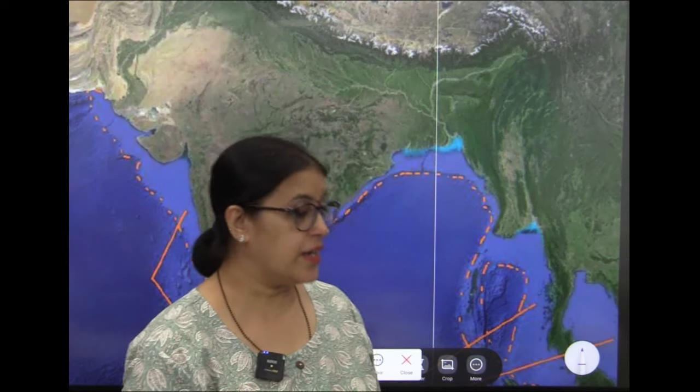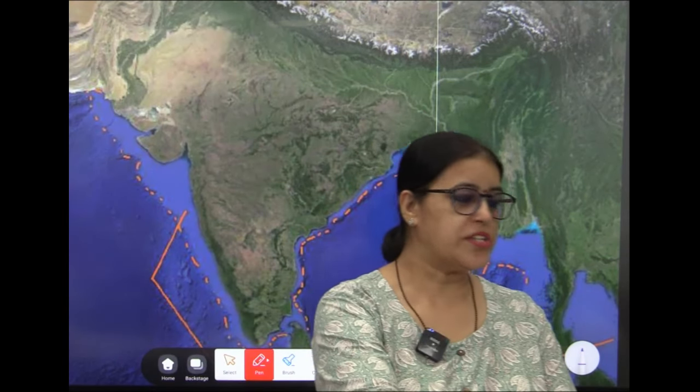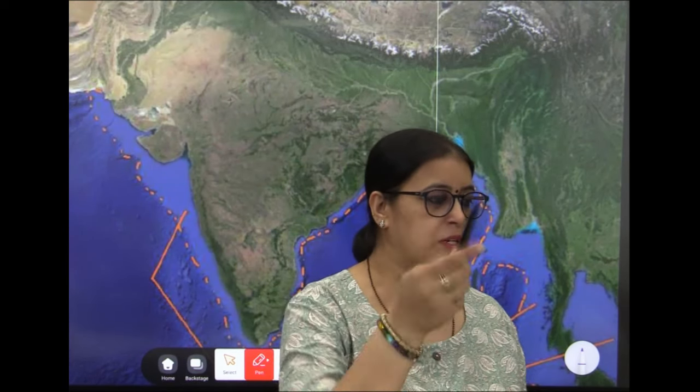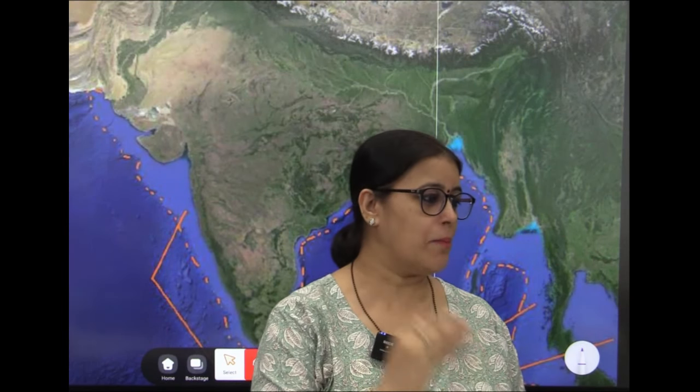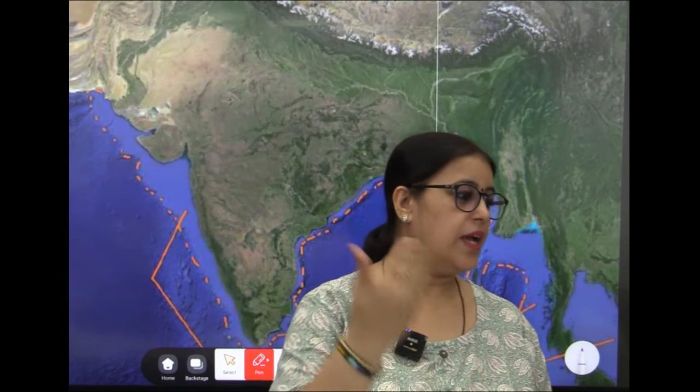Shivalik. Trans-Himalayas, True Himalayas and Shivalik. Which are the 2 ranges that make True Himalayas? Himadri and Himachal. That is the reason the boundary between Himachal and Shivalik is called main boundary fault. It's the main boundary between the main Himalayas and Shivalik.